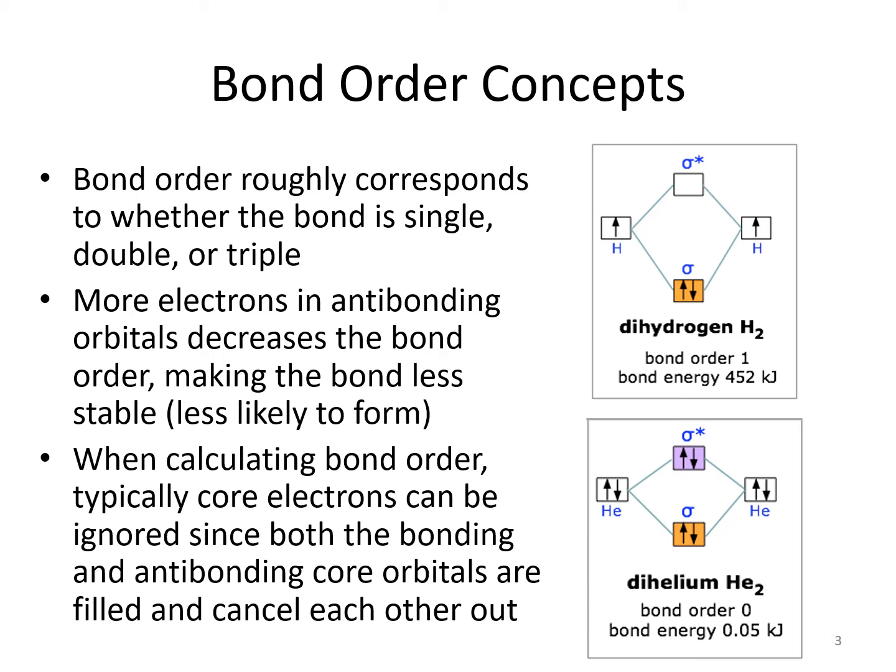When we calculate bond order, it is okay to ignore the core electrons. Because they essentially cancel each other out, like in the helium molecule, they don't add or take away from the bond order.